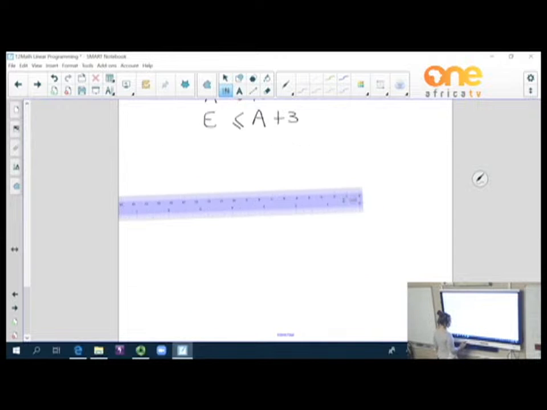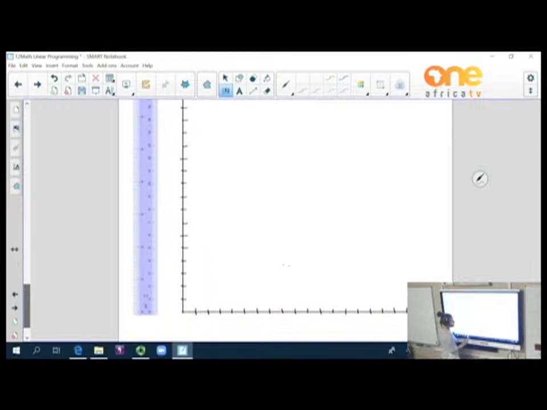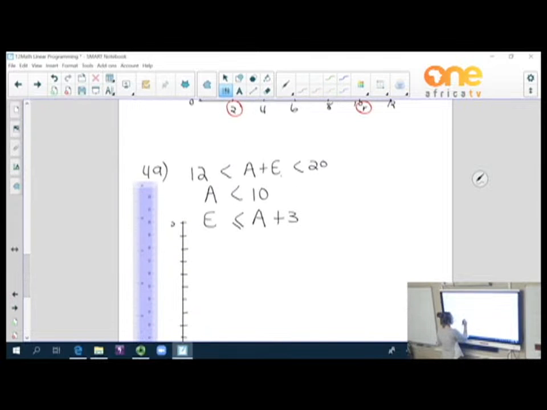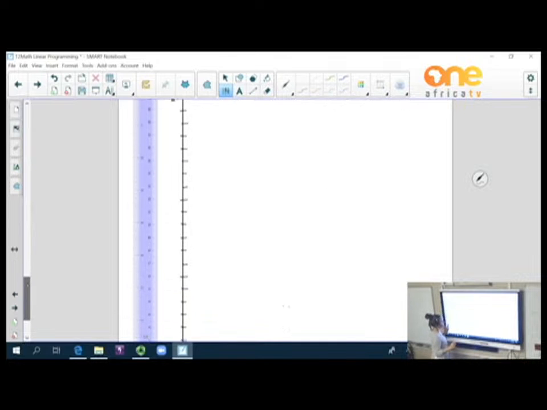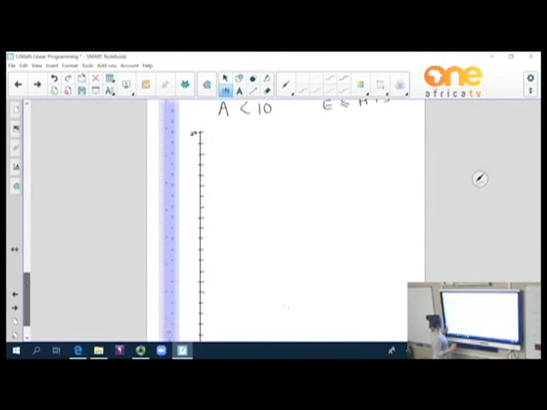So I am just quickly going to draw my axis. So grade 12, there is about my axis. This will end at 20. Obviously, it will start at 0. And that will also end at 20. So I am just going to move this inequality so that we have a little bit space here. England is less than or equal to Argentina plus 3. So now we can start to draw our inequalities so that we can get our graph.